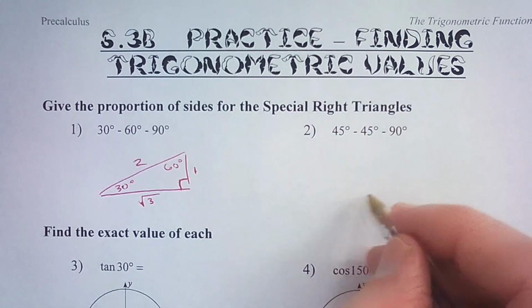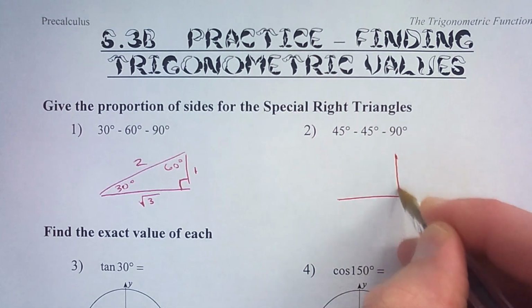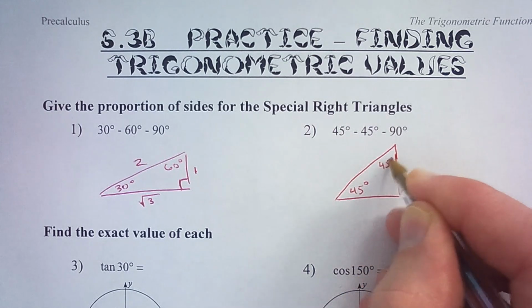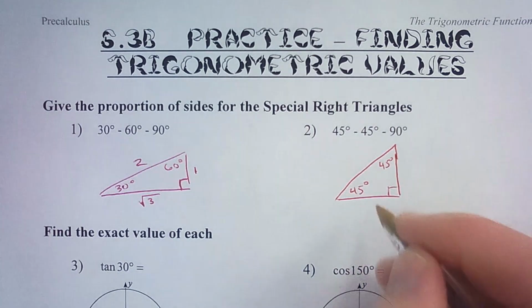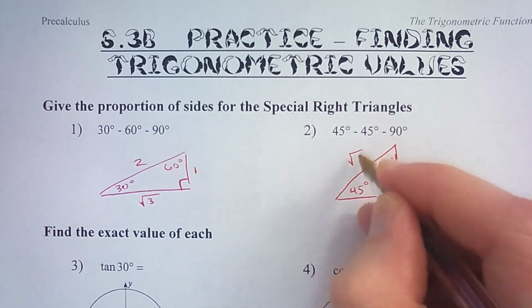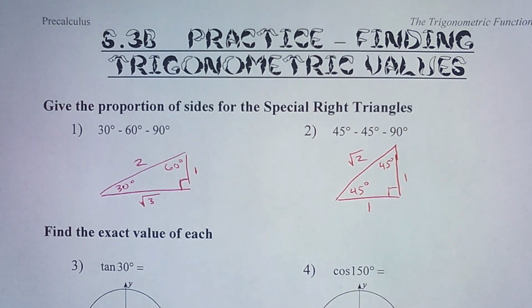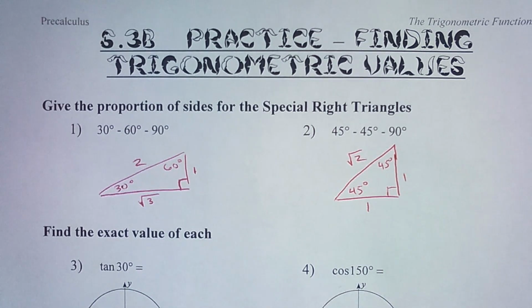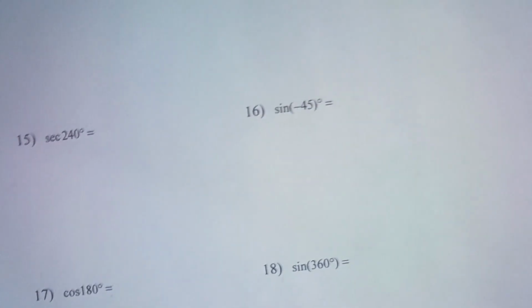And a 45, 45, 90 triangle looks about like this, and that comes in the ratio 1, 1, square root of 2. Now we're just going to do a handful of problems from this worksheet together. In fact, we're going to turn over to page 2 right now.